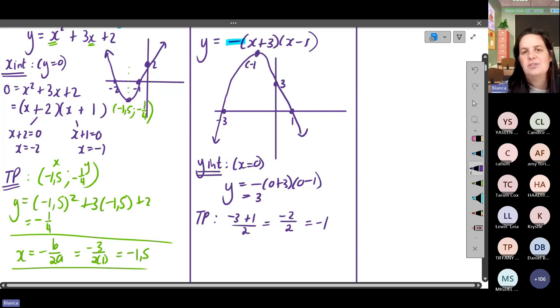Okay, so I know that the x value is negative 1. And then how do I find the y value of the turning point? What do I do with this negative 1? You sub into the original function.